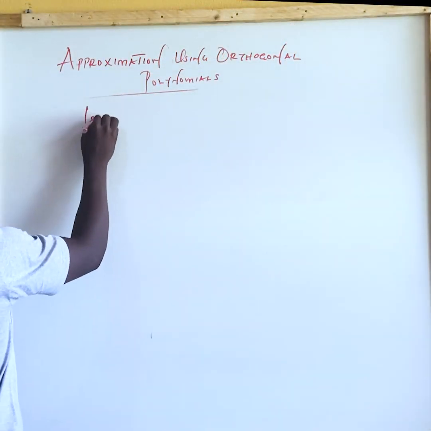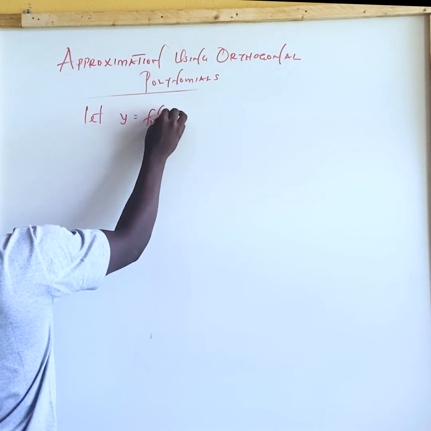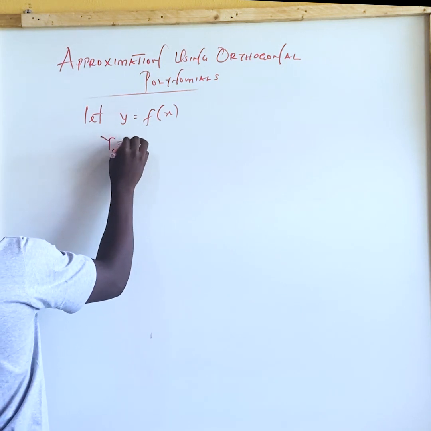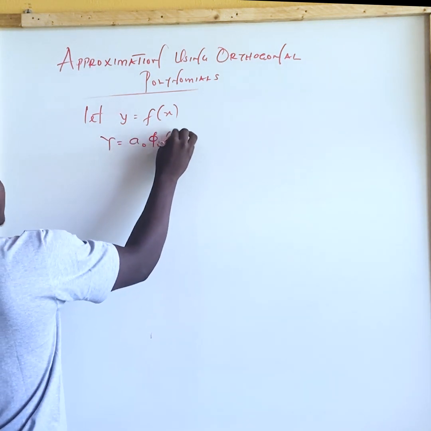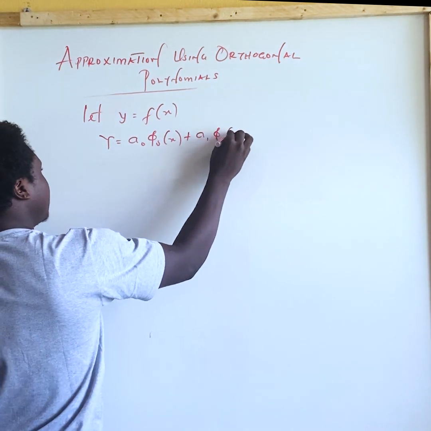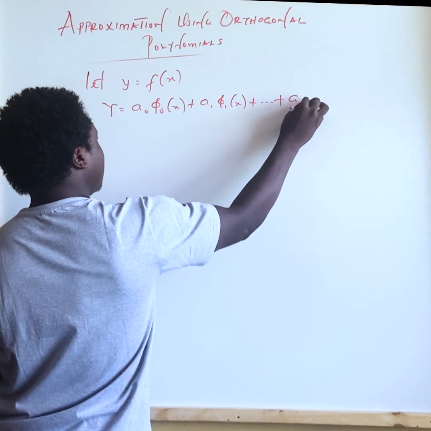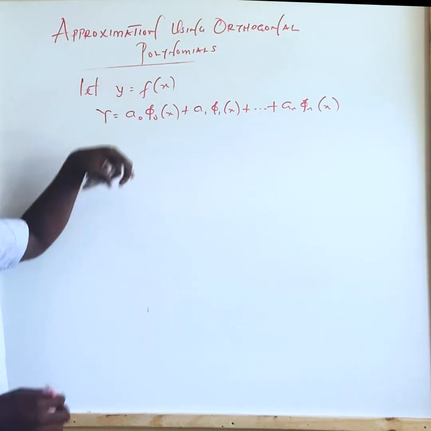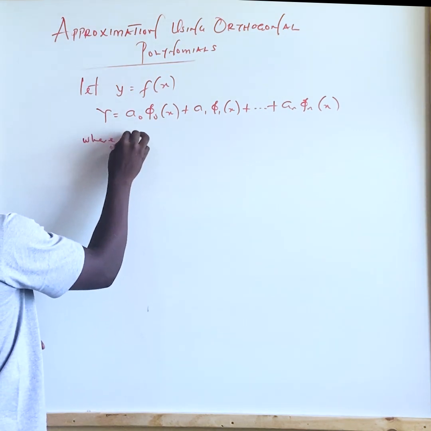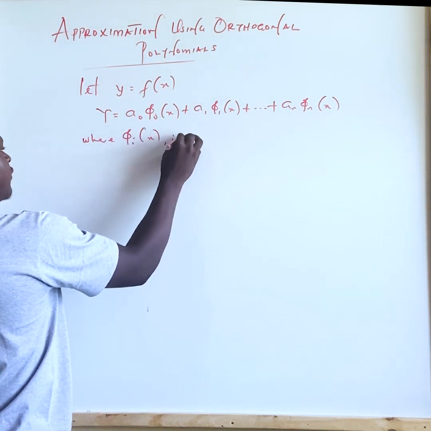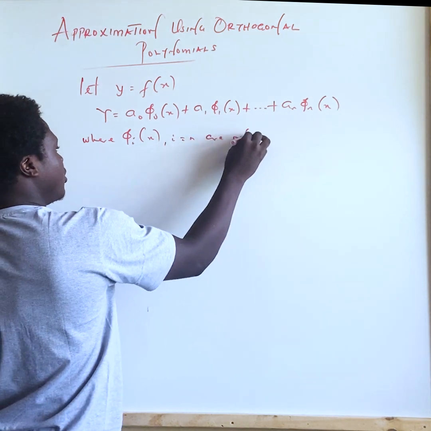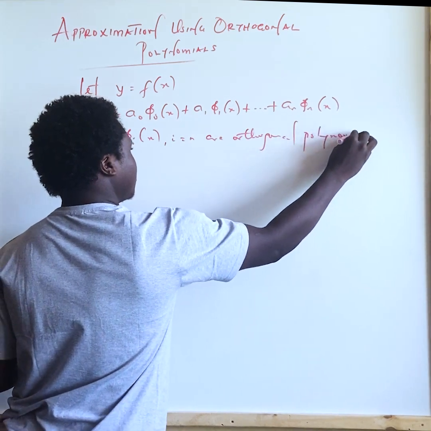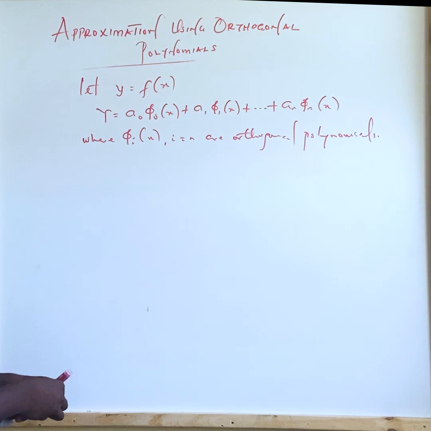All right, so let y equal to f of x be the polynomial we want to approximate, and then let Y equal to a naught phi naught of x plus a1 phi 1 of x up to an phi n of x be the polynomial we want to fit this y into, where phi i of x, i from 0 to n, are the orthogonal polynomials.